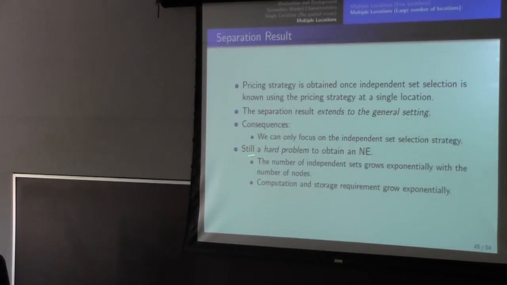Okay, so again we have a separation result. The joint decision problem can be separated by solving the independent set selection strategy and the pricing strategy separately. So the separation result extends to the general setting. Again the consequence is that we can focus only on the independent set selection strategy. But it is still a hard problem to solve because the number of independent sets grows exponentially, and that's why the computation and storage requirements also grow exponentially.